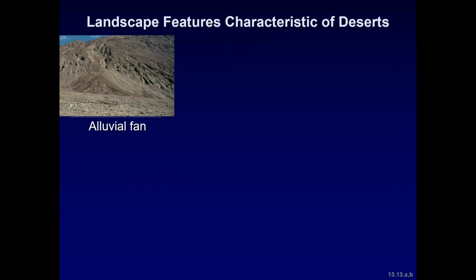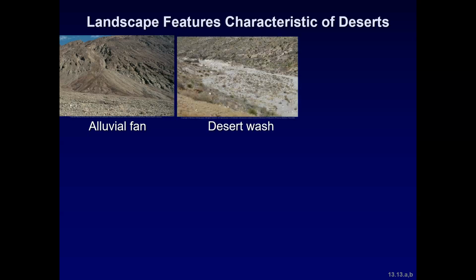Okay. There are some landscape features we can see that are characteristic of deserts. The first is an alluvial fan. That's where loose rocks are transported from mountainous areas in streams and deposited in fan-shaped aprons. So you have to have somewhat of an elevation change to get this feature. This is in Death Valley. You can have a desert wash. Normally these areas are dry, but the washes can fill rapidly with water during a rainstorm, which also carries sediment.